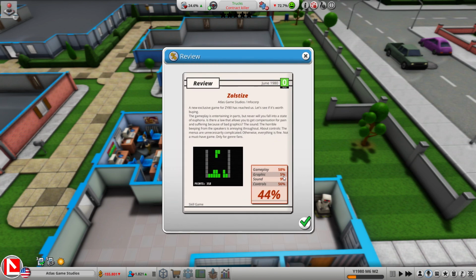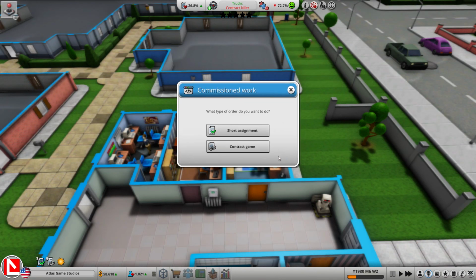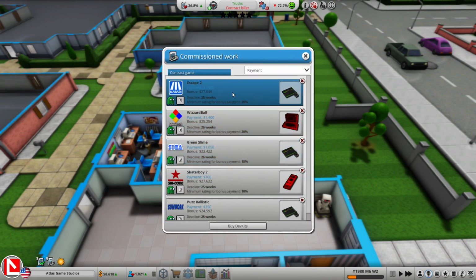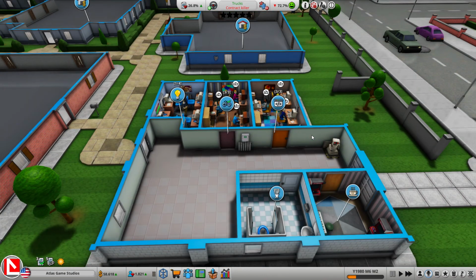Wow, look at that sound and graphics. See, that makes all the difference in the world, the gameplay and controls. Alright, let's make some money, keep on rolling. Let's see, commission work. Contract? Still nothing. Wow, they have definitely made it a bit slower. But anyway, I think this is a good stopping off point.